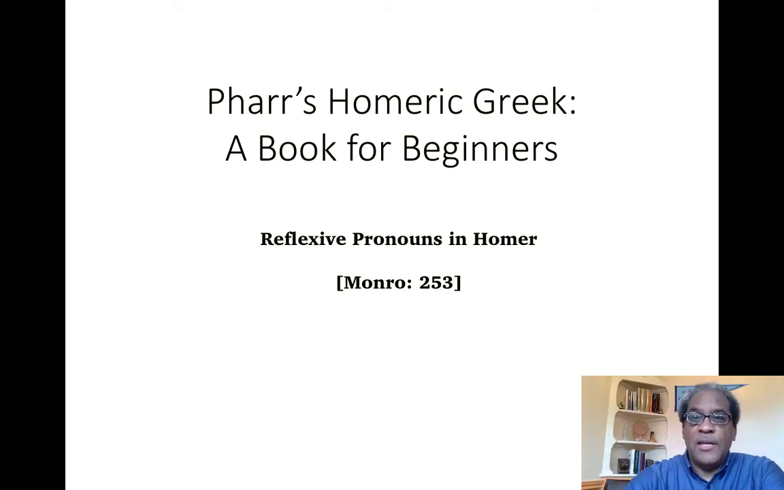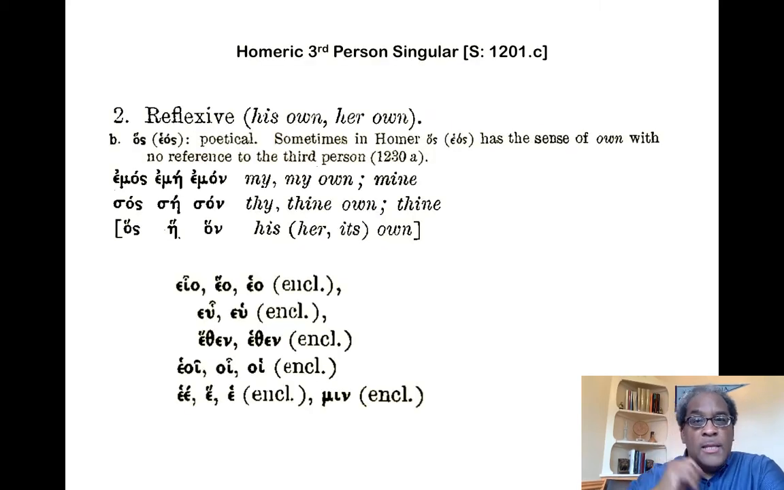Good morning, scholars. Today we're going to continue our way through Pharr's Homeric Greek, a book for beginners, looking at the use of the reflexive pronouns in Homer, which are not as variegated as they become in the later language. You might recall that in the normal language you can use the straightforward possessive pronouns to serve as reflexives in the first and second person.